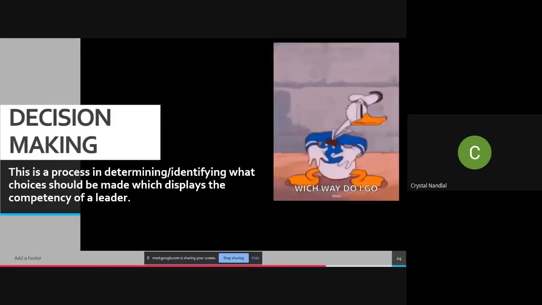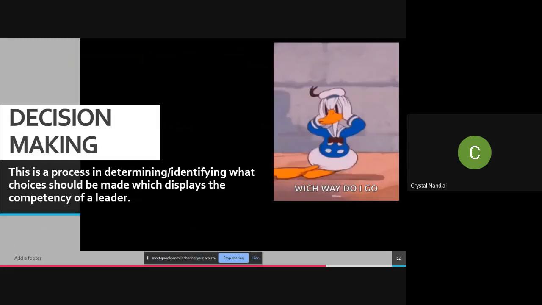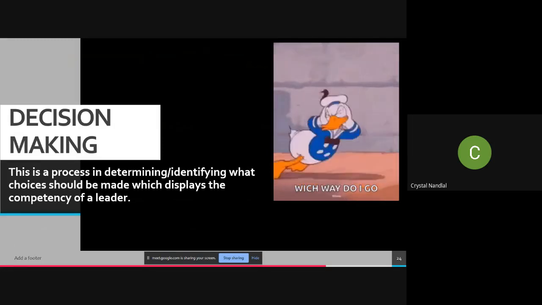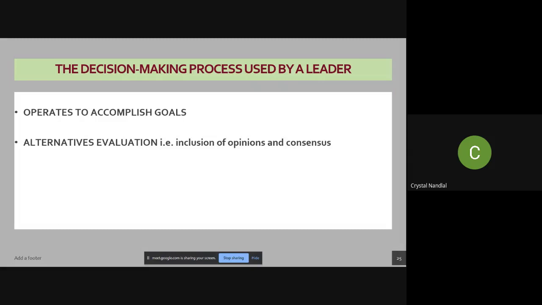So decision making, we're moving on. This is a process in determining or identifying what choices should be made, which displays the competency of a leader. So this is the decision-making process used by a leader. A leader operates to accomplish goals, right? That's the whole point of leadership. Basically, we have to reach a goal and be successful. But in order to do that, we are going to have alternatives and evaluations of these alternatives, right?